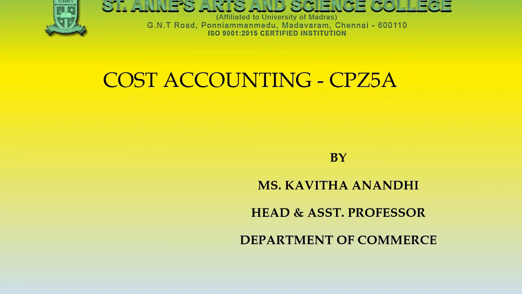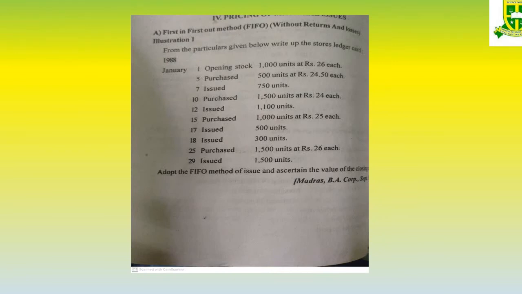In today's class, we are going to see the other method in stock material that is called LIFO, last in first out method. I am going to use the same question which we have used for the FIFO method. In all three methods we can use the same question. So you have to see in which method they have asked, and according to that you have to change the format. The question will be same for all the methods.